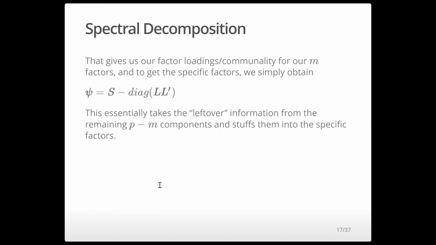So for the M factors, and then to get the specific variance, we just subtract the diagonal of L times L transpose from the observed covariance matrix S, and that gives us psi, which is the leftover information for the remaining P minus M components.